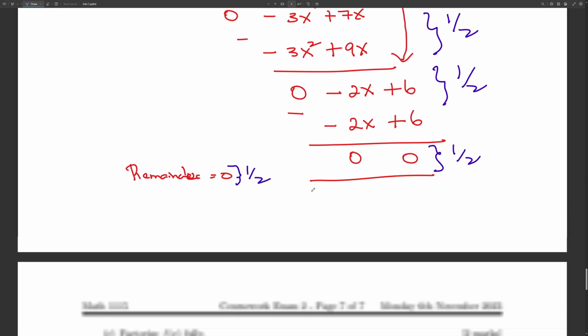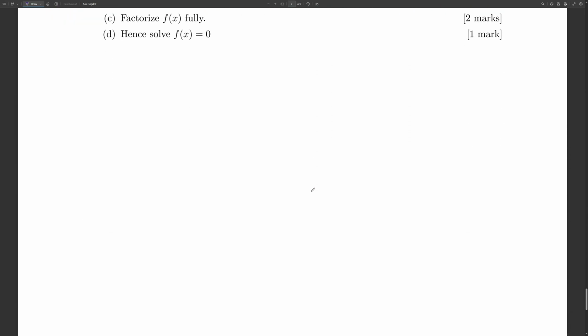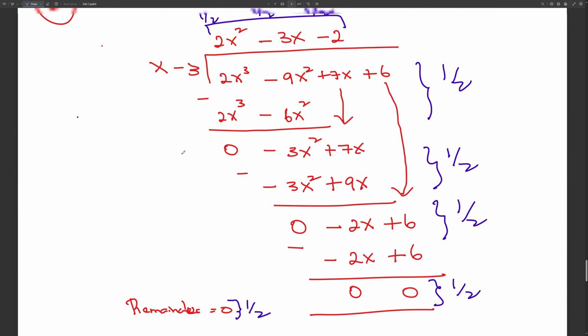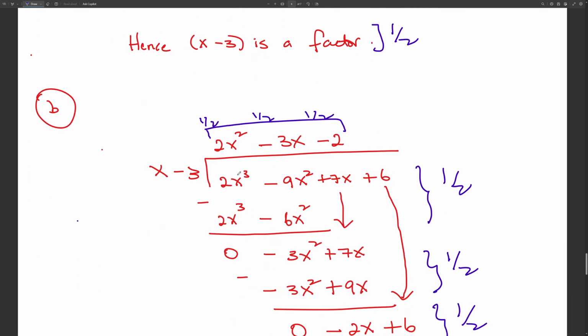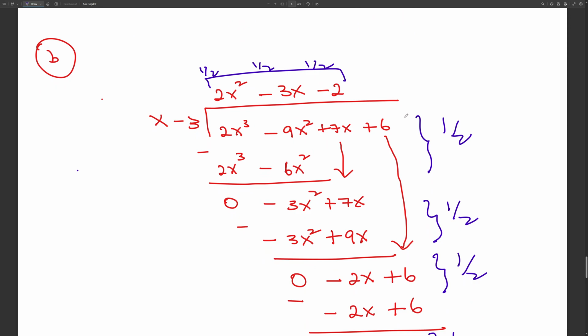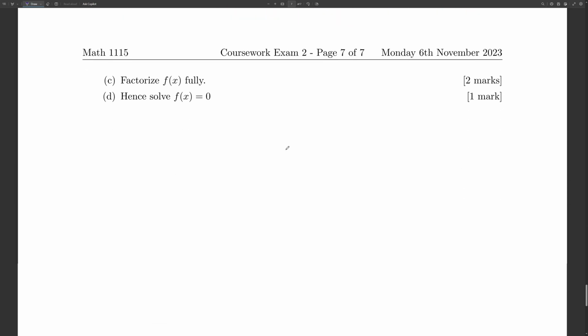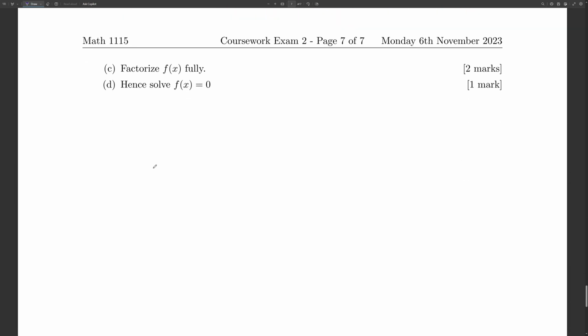So now that we have done A and B, let's move on to part C and D, which says to factorize f of x fully. Now, I have f of x here. I have one of the factors here, which they already gave me. And lucky for us, we performed polynomial long division here, which means that 2x squared minus 3x minus 2 multiplied by x minus 3 will give me back this, which tells me that 2x squared minus 3x minus 2 is also a factor. So how do I write that? So let's see.